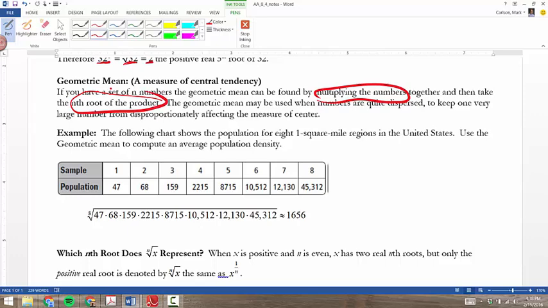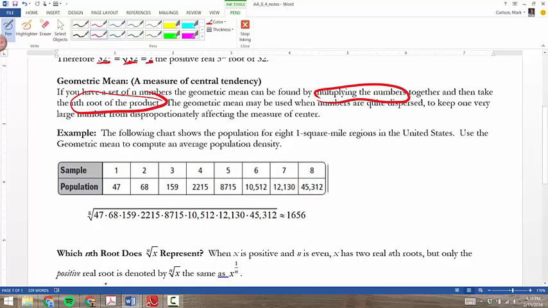Here's an example of how we might want to use that. Let's say the following chart below shows the population for 8 one-square-mile regions in the United States. Use the geometric mean to compute an average population density. We have these different values, and as you can see, some of these numbers are quite small and others are very large. So it's a way that we can measure the center without those large ones affecting it too greatly.